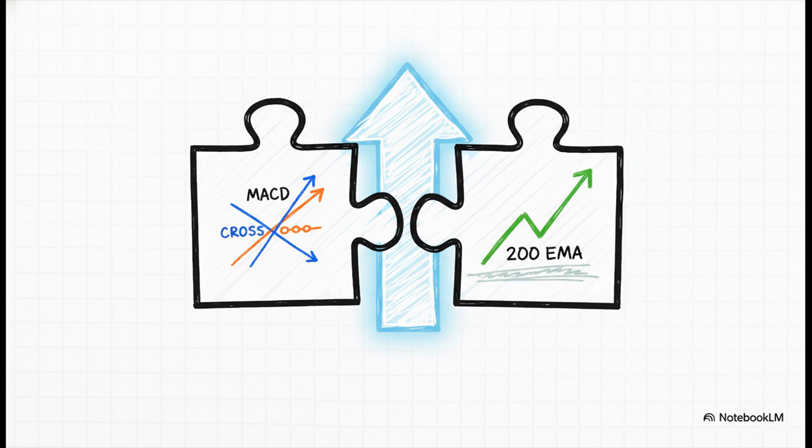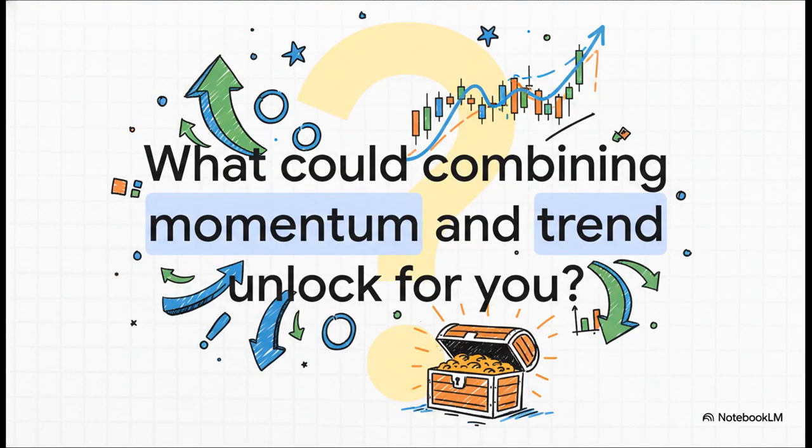Listen, if you take only one thing away from this whole explainer, let it be this. The real power of this strategy is that it combines a momentum signal with a confirmed trend. It's not just about the crossover. It's about the context that the crossover happens in. That is the crucial point. So what we have is a clear, rule-based framework for trading that brings together both momentum and trend. So the final question is, with a system that defines your entry, your exit, and your risk so clearly, what could that unlock for your own approach to the markets?